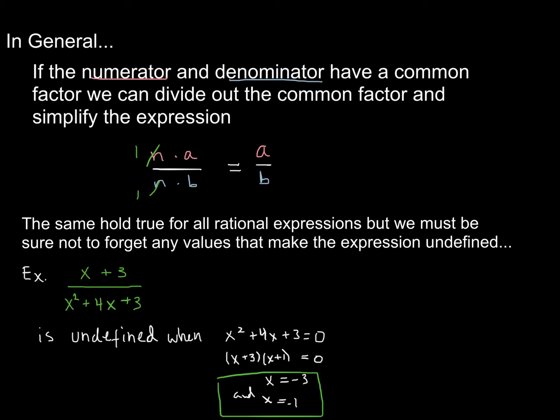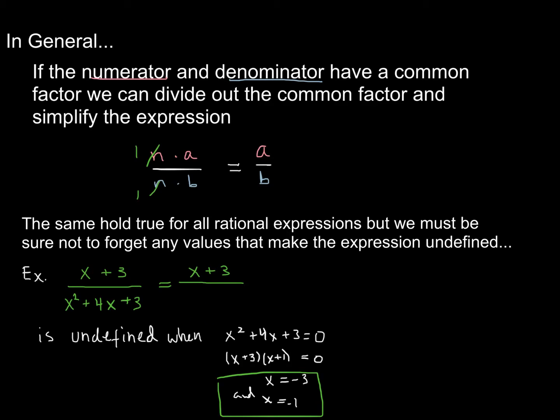Now, just as we've done with fractions, whenever we have a rational expression and we want to simplify it, we need to factor the numerator and denominator and then cancel out any common factors. So let's go ahead and do that here. The numerator, you'll notice, can't be factored, but the denominator can. We already did that in the step where we determined any undefined x values, any x values that make the expression undefined.